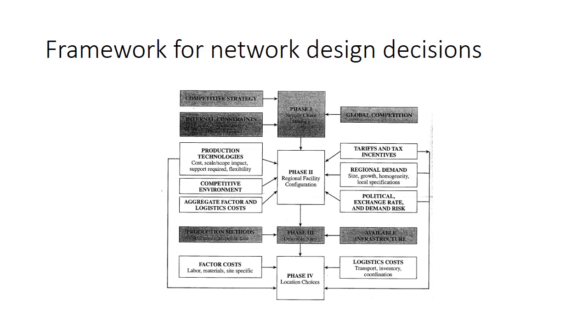Okay, so the size, growth and homogeneity, local specifications, this is the regional demand. What is the size forecast, what is the growth forecast, what is the requirement of the homogeneous product, what is the local specialization, what is the local specialization due to the labor and the material or the technology. And the sixth is the political exchange rate and demand risk. So this is the sixth factor, basically the political exchange rate and demand risk.